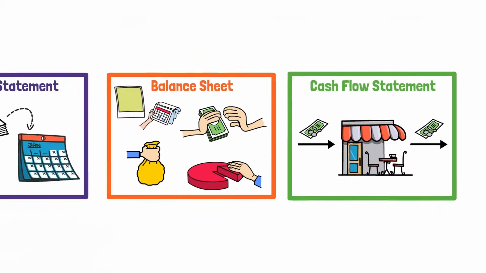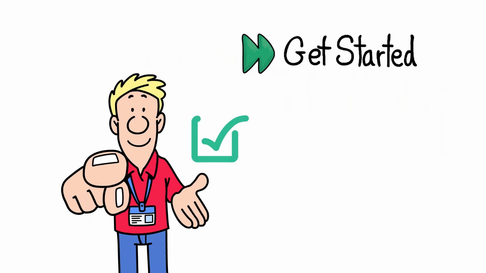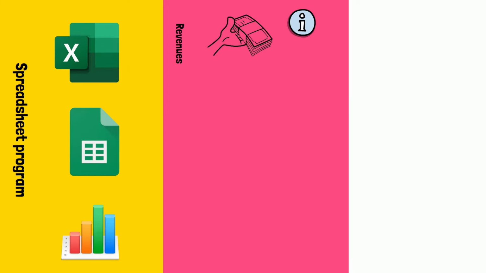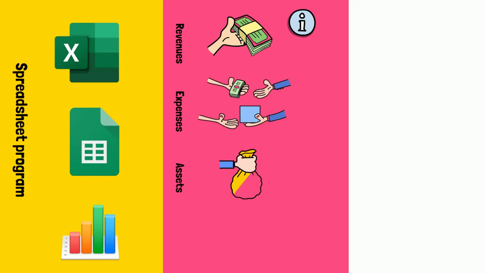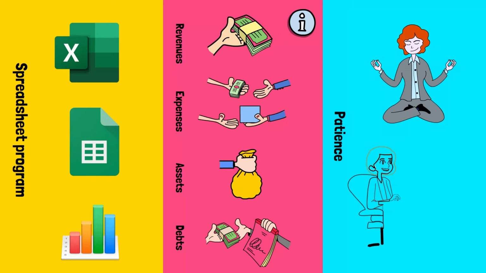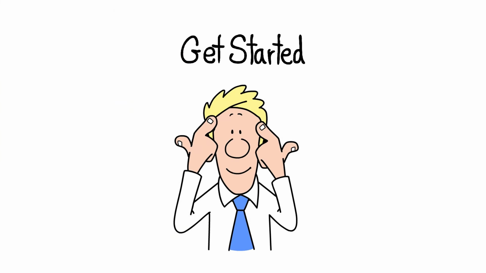We'll go over how to set up each of these, step by step, using a fictional business example to keep things practical. Before we dive in, here's what you're going to need. A spreadsheet program like Excel, Google Sheets, or Numbers. Basic info about your revenues, expenses, assets, and debts, and just a little bit of patience, because once you get this down, it becomes second nature. Okay, you got all that? Cool. Let's start with the income statement.